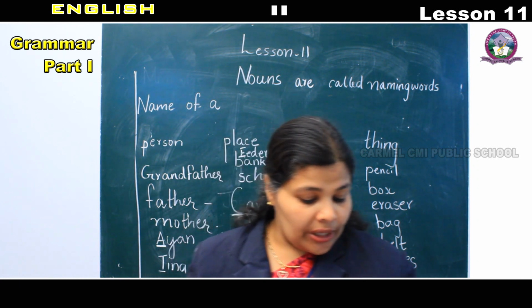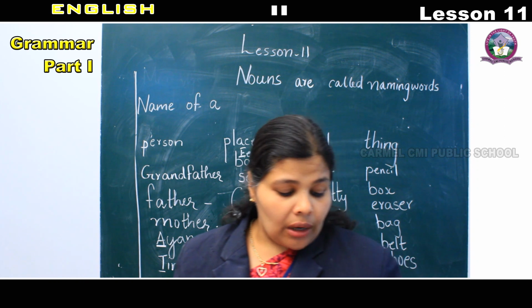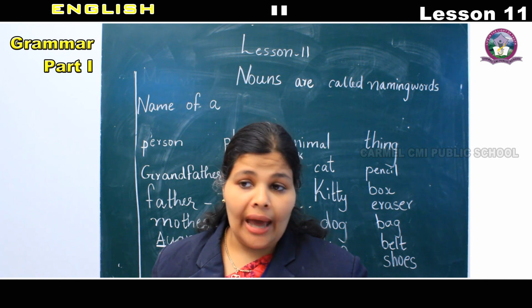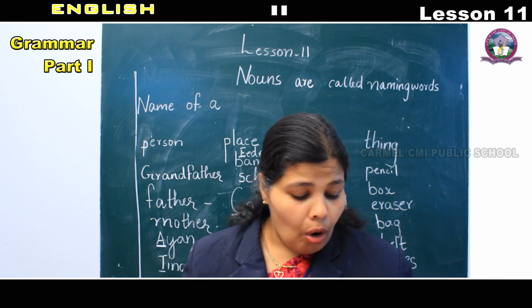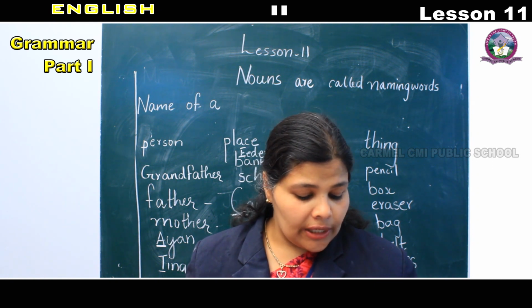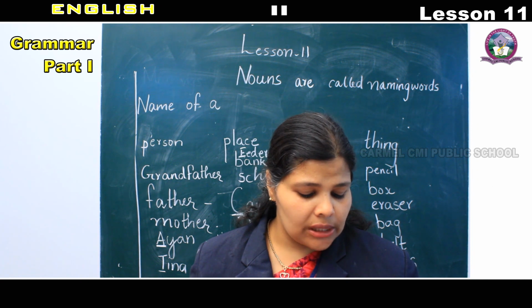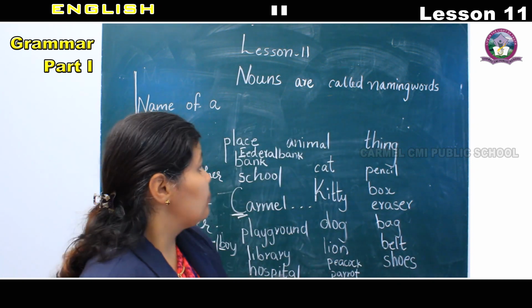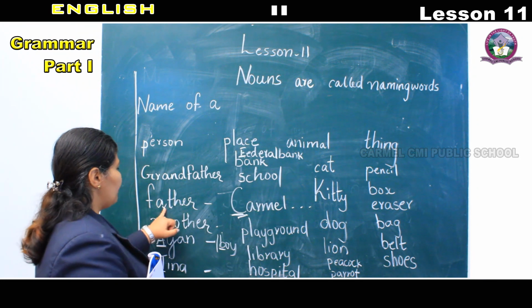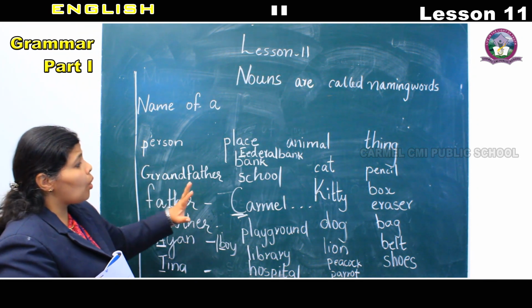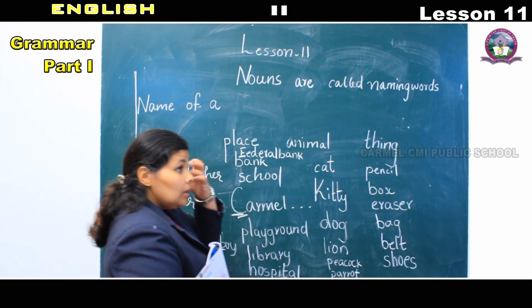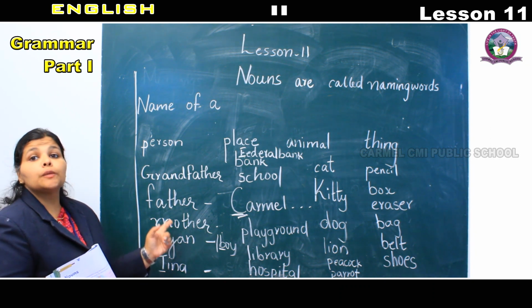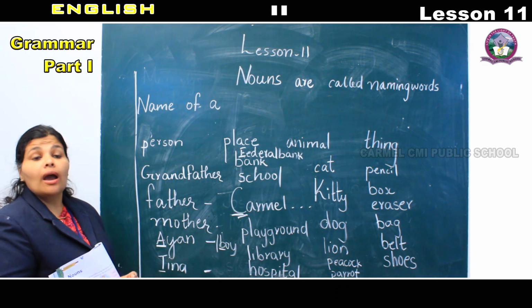Next one. Let's read. Naming words are called nouns. A noun is the name of a person, place, thing or an animal. Nouns can be common or proper. A common noun is a name that is common to the same kinds of persons, animals, places or things. As I have explained here, school, father, mother, all these are common. Cat, dog. So these are common. But when we specify, we say it as proper noun.